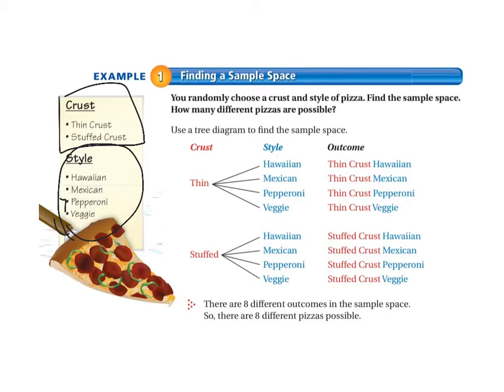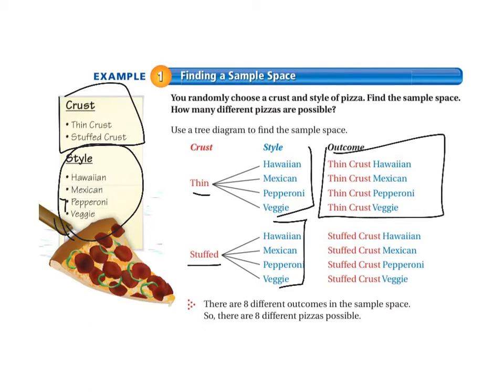So you can get a thin crust with any of those styles, or you can get a stuffed crust with any of those styles. And so these are your outcomes over here. Thin crust Hawaiian, thin crust Mexican, and so on. Stuffed crust with all those different styles. There are 8 different outcomes in the sample space. So there are 8 different pizzas possible.